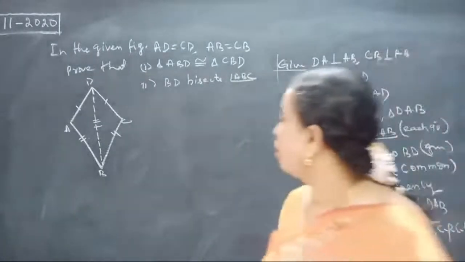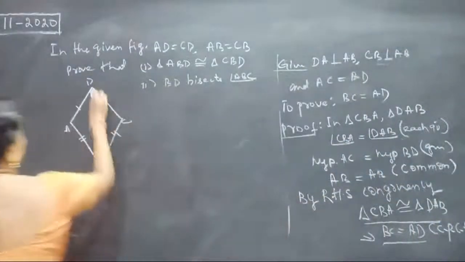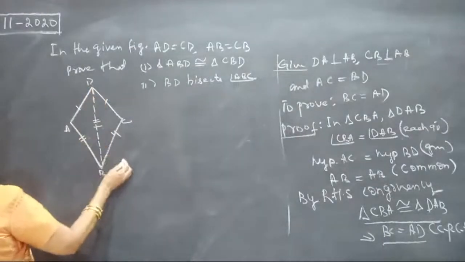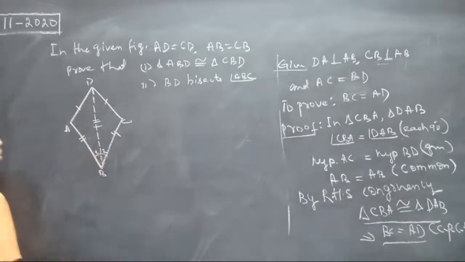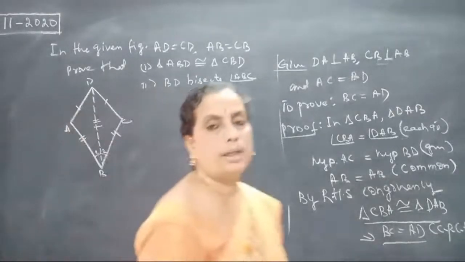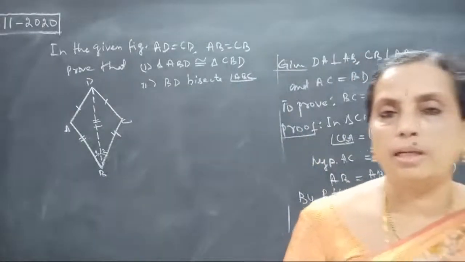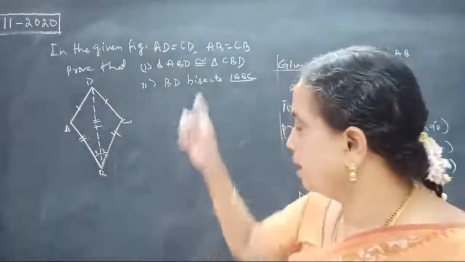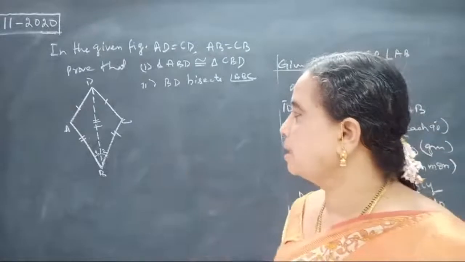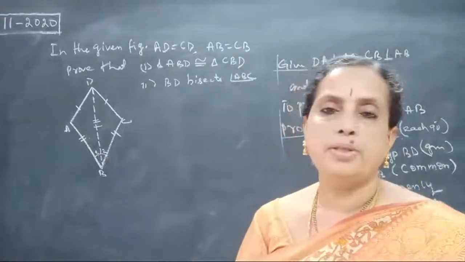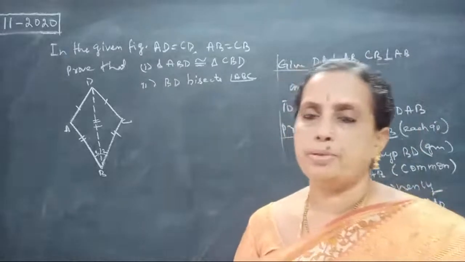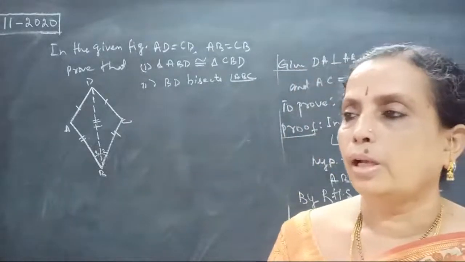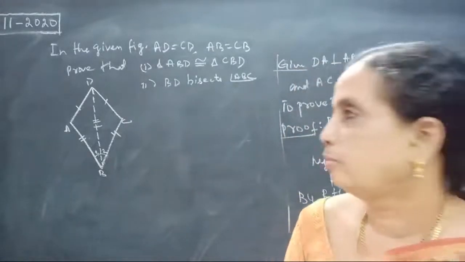Once they are congruent, to show BD bisects ABC, we consider these two as CPCT. Angle 1 equals angle 2. When we show that angle 1 equals angle 2, that shows that BD bisects angle ABC. Okay, try to answer with steps starting from given and with proof.